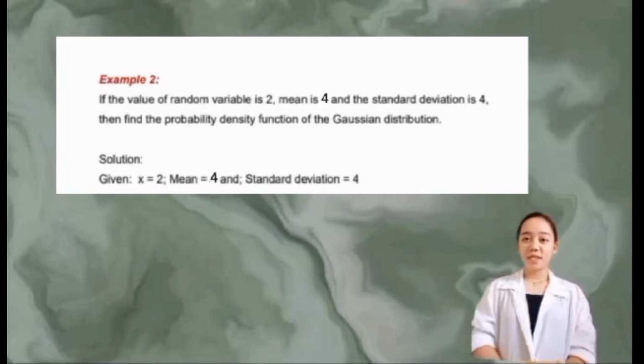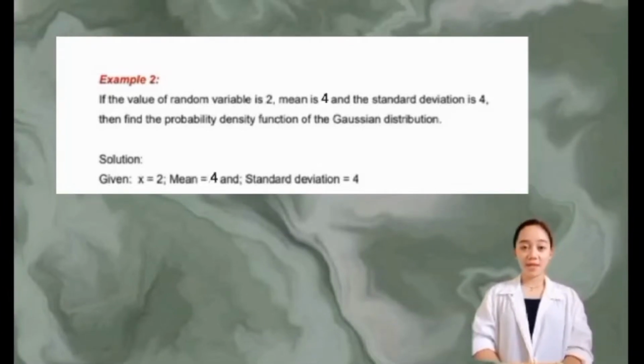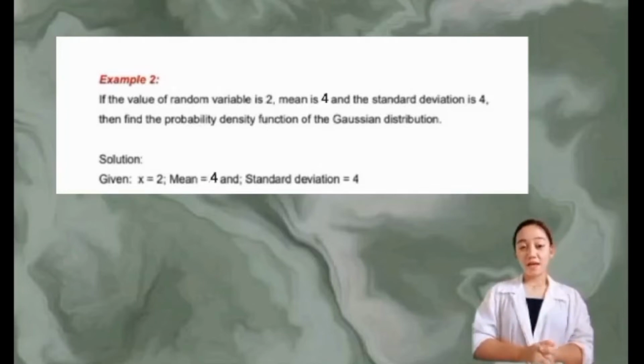So first, we need to find the given values, which is our x, or our random variable, is equal to 2, our mu, or mean, is equal to 4, and the lowercase sigma, or the standard deviation, is equal to 4. So since you already know how to use the scientific calculator, if you're having the same calculator as mine, which is the FX-82ES Plus Casio calculator, I will not demonstrate it again, since you are all bright.